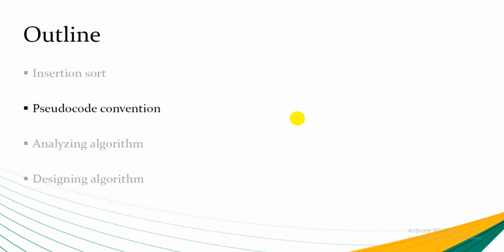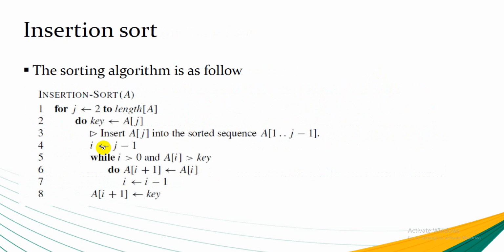To resume with pseudocode convention. Actually, what do we mean by pseudocode convention? As we have seen here, this is what we call pseudocode. Pseudocode means that this is code that we write on paper, but it should respect a convention. Why? Because if each one has his own convention, no one will understand the pseudocode of another.